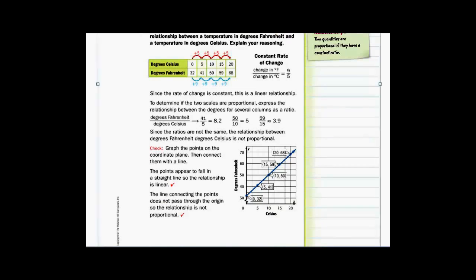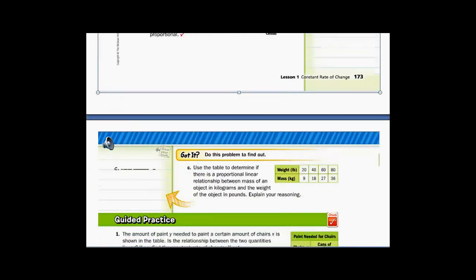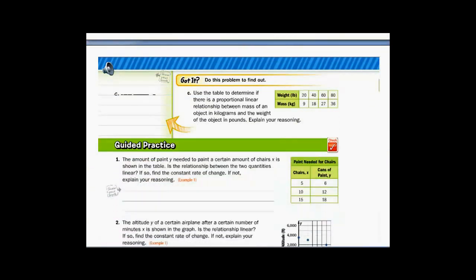If I'm going to graph these points: 0, 32; 5, 41; 10, 50; 15, 59; 20, 68. So they are linear. They do form that straight line right there. So they are linear, but they are not proportional because they do not pass through the origin. Right? It doesn't go right through the origin. And these ratios are not the same every time. Okay. I think we're just going to go ahead and go on to some guided practice here.